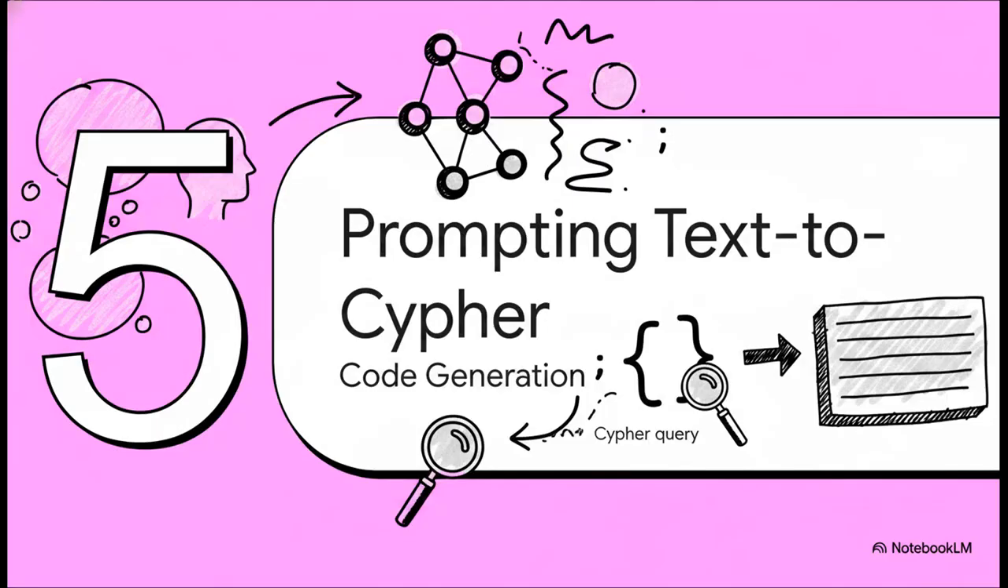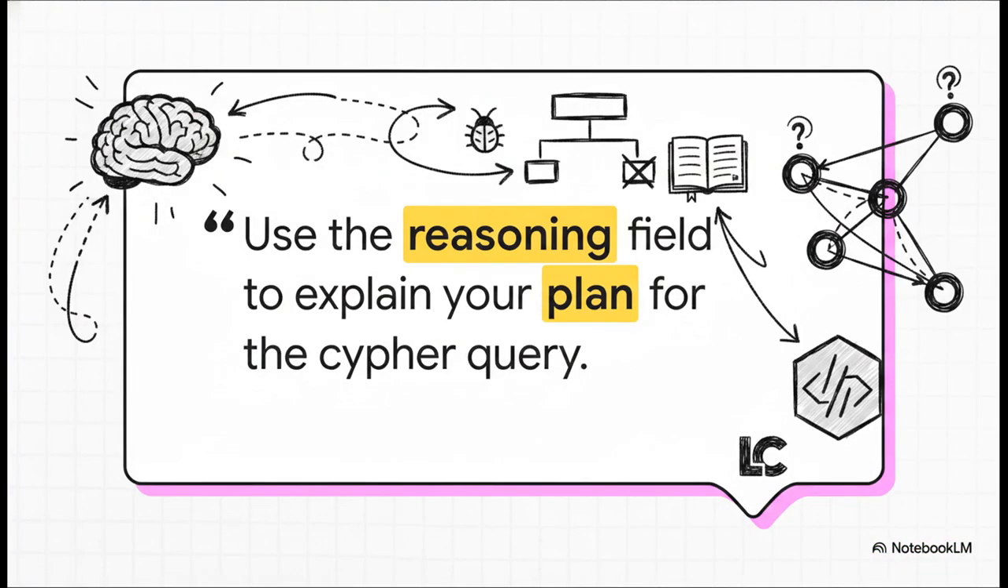Section 5, prompting text to cipher. Let's get into the actual code generation. Now we reach the critical phase where the system converts the user's intent into an optimized Neo4j cipher query. And for our prompt engineering, we apply a very specific tactic. We literally force the LLM to output a JSON reasoning field before it is allowed to write a single line of cipher code. By instructing the model to explain its traversal plan first, we are forcing a chain of thought. This gives the AI time to essentially think, which drastically reduces syntax errors and ensures it picks the correct graph path before it tries to execute anything.